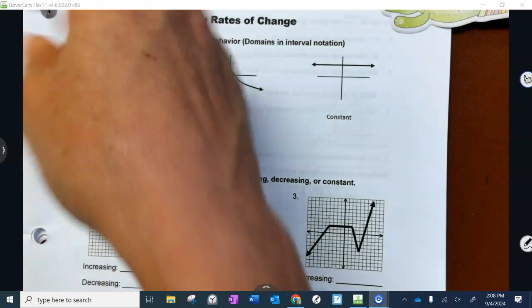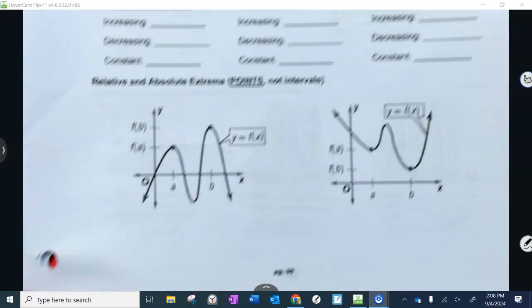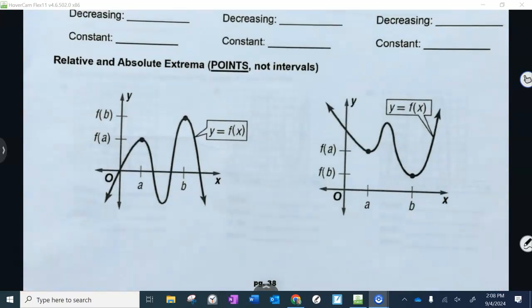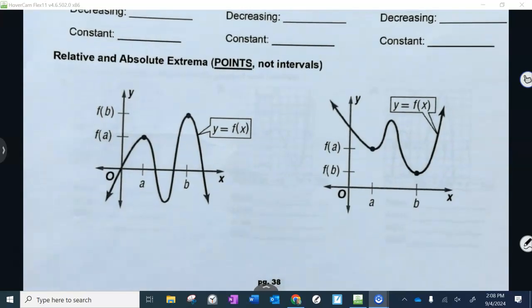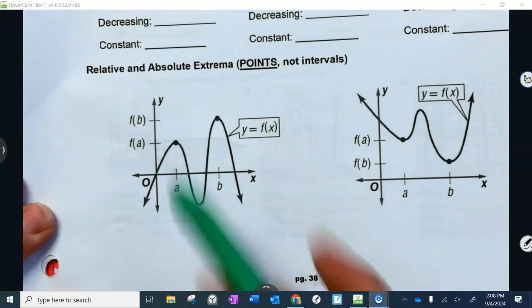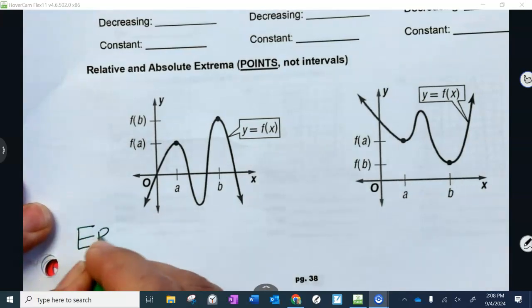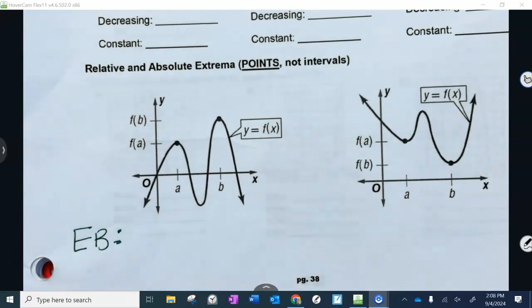8. We got it marked right here at the bottom. Okay, so maxes and mins are directly related to end behavior. So let's review end behavior real quick. So on this first part right here, the end behavior is just the arrows, y'all.